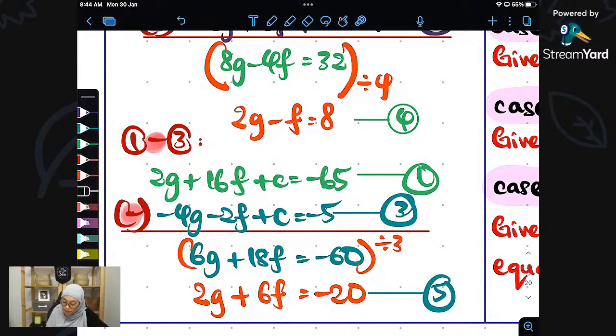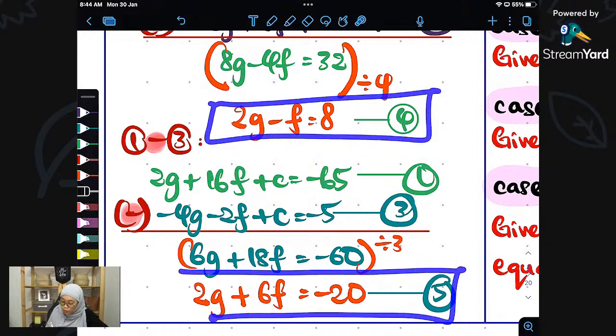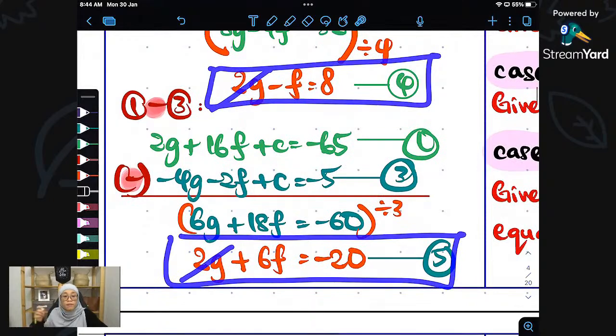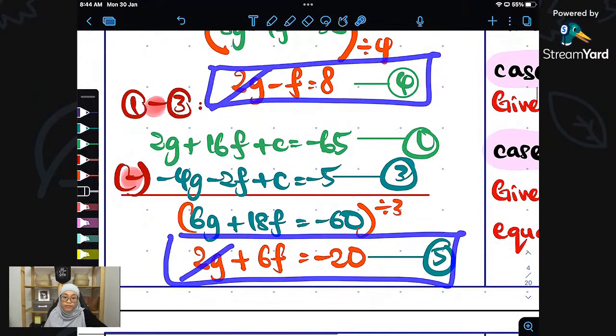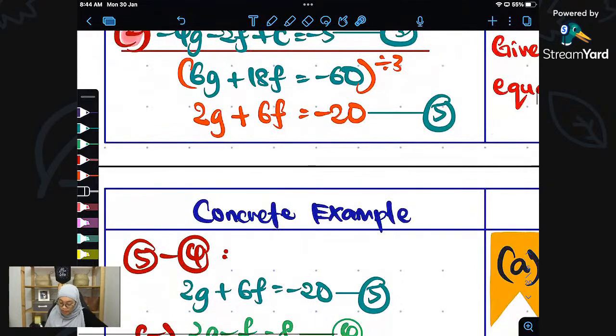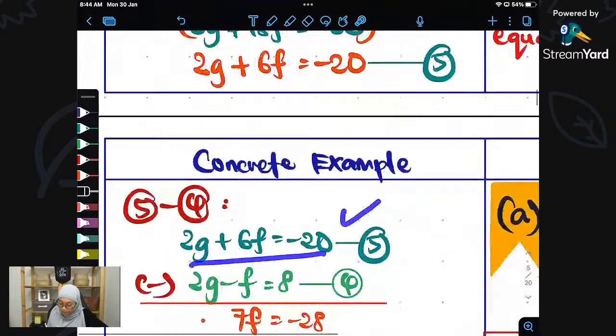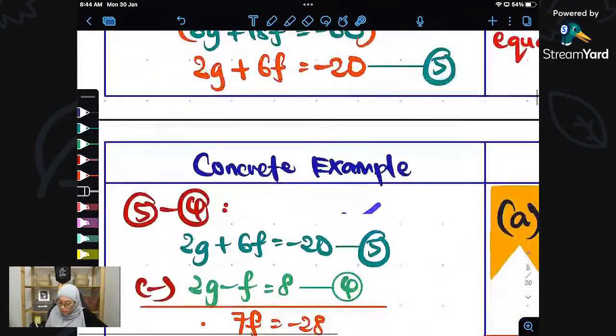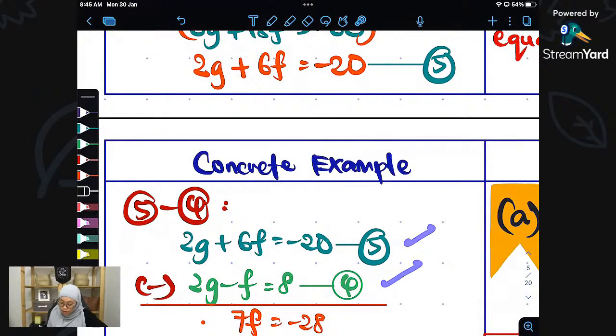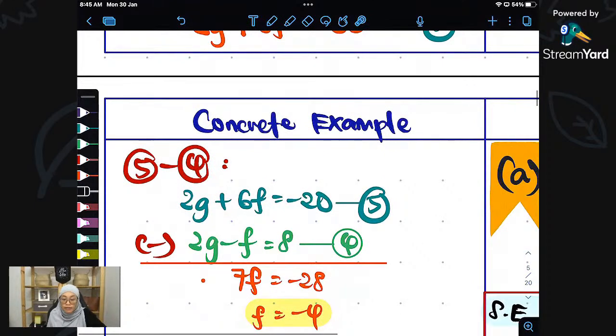So sebab apa tahu? Sebab nanti saya boleh selesaikan equation 4 and equation 5 saya ni. I can cut my G, my 2G. I'll cut my 2G so that I got my F. Alright, so 2G plus 6F betul. I just double check. 2G minus F equals to 8. Yeah, I just double check here. So then I can minus equation 5 minus with equation 4 like I said just now so that I can eliminate my 2G. And so I got 7F equals to negative 28.